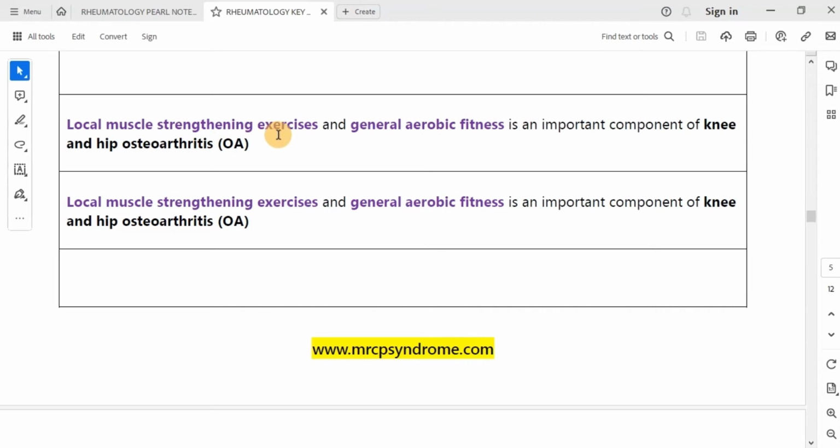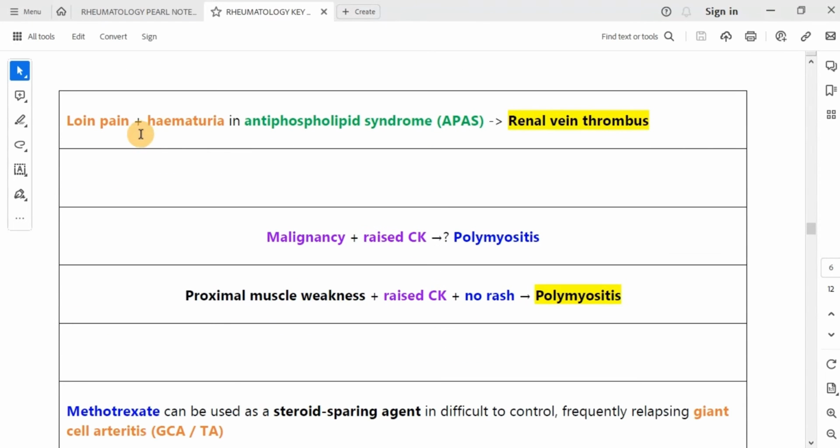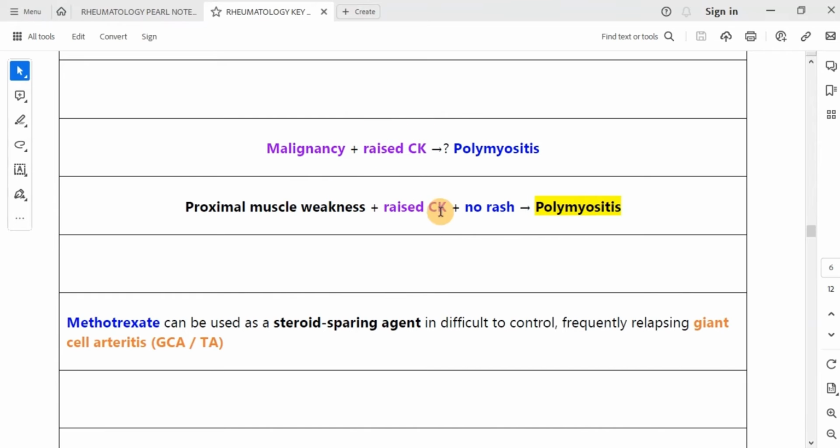Local muscle strengthening exercise and general aerobic fitness is an important component of knee and hip osteoarthritis. Loin pain, hematuria in antiphospholipid antibody syndrome, think of the renal vein thrombus. Malignancy, raised creatine kinase, no rash, think of polymyositis. Proximal weakness, with or without malignancy, raised creatine kinase.